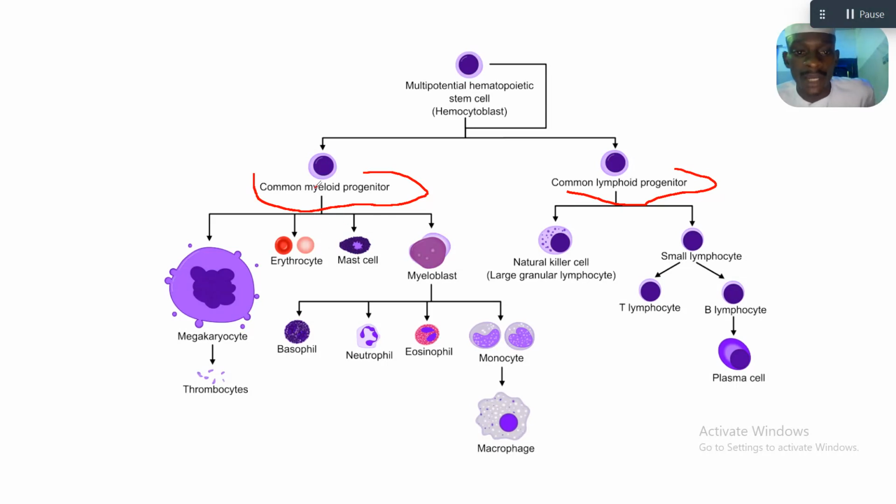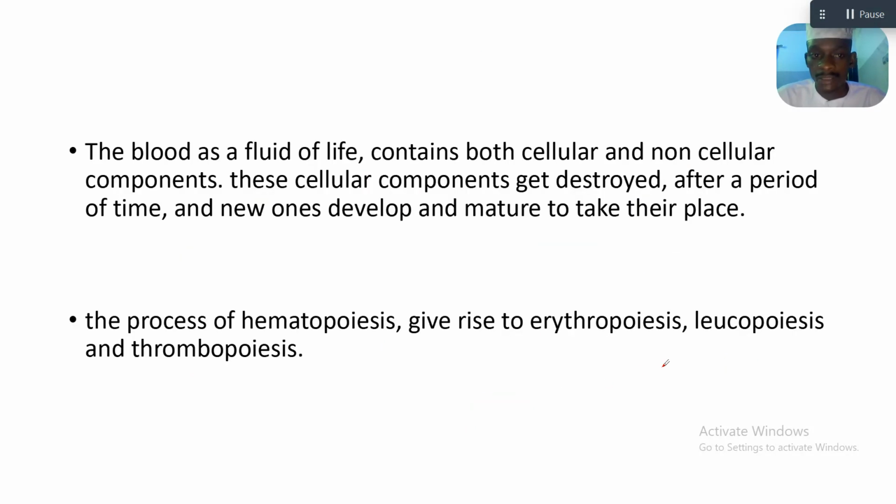You can see the common myeloid progenitor differentiating into megakaryocytes, erythrocytes, mast cells, myeloblasts. You see the common lymphoid progenitor differentiating into the natural killer cells, the small lymphocytes, the T lymphocyte, B lymphocyte, plasma cell. You could see the myeloblast differentiating into basophils, neutrophils, eosinophils, monocytes, and monocytes differentiate into macrophages. So let's move on.